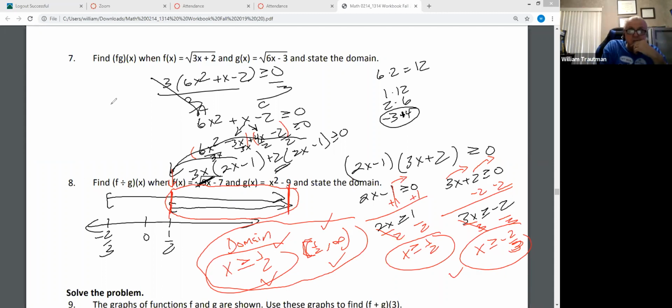Because let's just say you put 0 in here. If I put 0 in here, I get the square root of -3, and you can't have the square root of a negative number. Do you see? 0 is part of this, but it's not part of the other. You can put 0 here, I get a square root of 2. But that works for this one, but it doesn't work for this one. Everything works for both of them because both lines are here starting at 1/2 to infinity. So that's the domain for number 8.